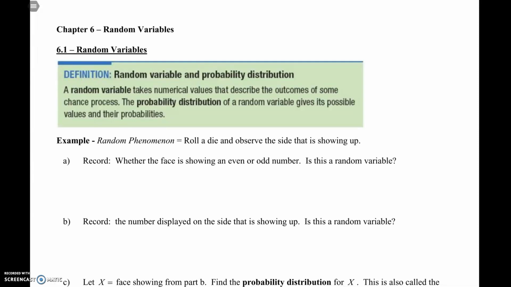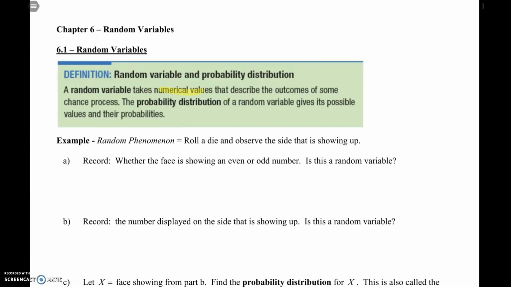Chapter 6 is dealing with random variables. So first of all, what is a random variable? A random variable simply is a variable that takes on a numerical value that describes an outcome from a chance process. We've worked with random variables already this year, but sometimes the outcome of a chance process could be categorical, other times it's numerical.